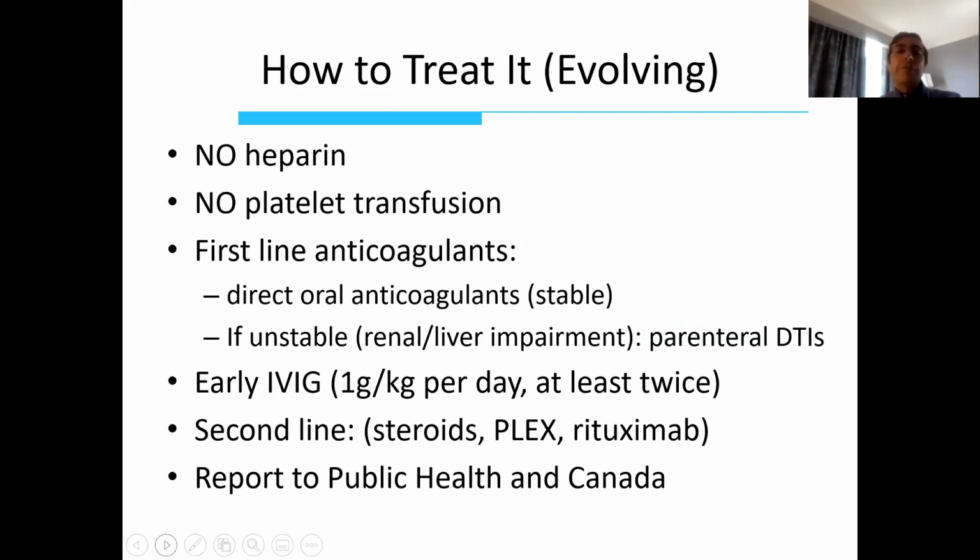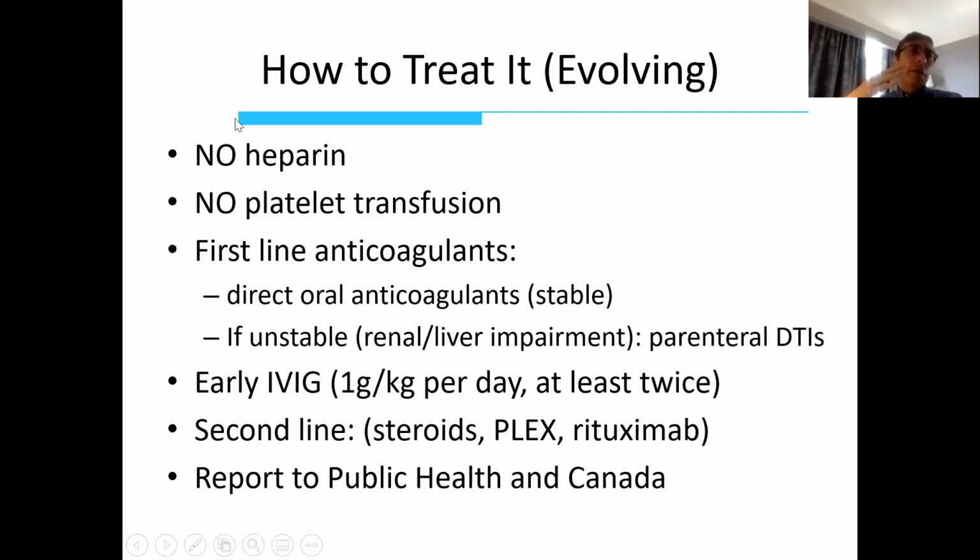How would these individuals be treated? These are evolving concepts. From the get-go, it was thought that because of the similarities with autoimmune HIT, these patients should not receive heparin or heparinoids. Similarly, because these are the platelets that are being induced to have a hyperresponse, despite the thrombocytopenia, these patients should not receive platelet transfusion.